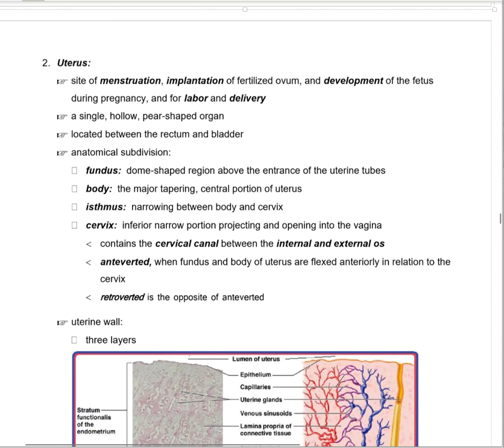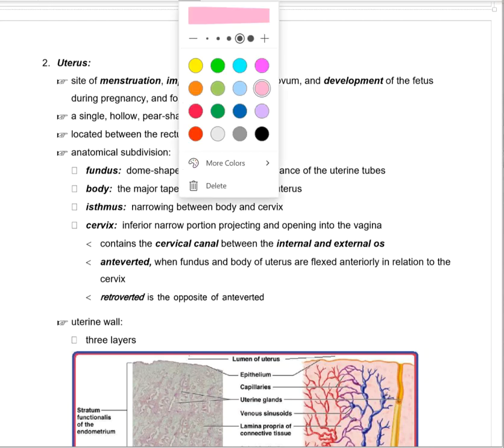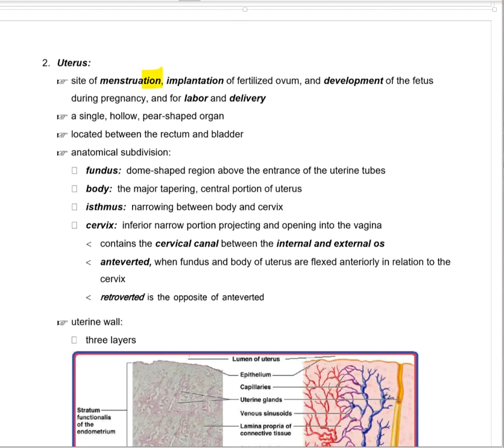So the uterus is the site of menstruation, site of implantation of the fertilized ovum, and then obviously development of the fetus during pregnancy, and then it also is used for labor and delivery. So, I mean, that's kind of crazy, all the different amazing things that it does. One, two, three, and four different things.